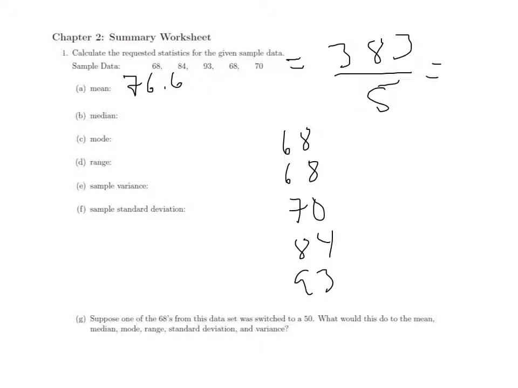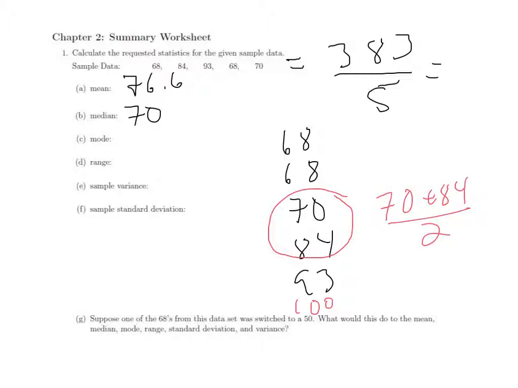Now suppose that they'd given us a 100, so we had 6 numbers. What we would have had to do is take a look at the 2 middle numbers and find the average of those. So we would have done 70 plus 84 divided by 2. That's what you do when you have an even number of numbers and look for the median. Most important, make sure you have them in ascending order.